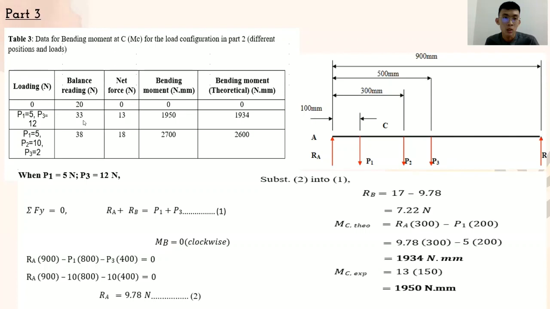So we will use the final weight reading minus the initial reading. We will get the net force is 30 Newton. So we use the 30 Newton net force times 150 millimeter of perpendicular distance. We will get the final experimental value of 1950 Newton millimeter. So we will use the same calculation method to calculate the remaining data for part 1, part 2, and part 3.